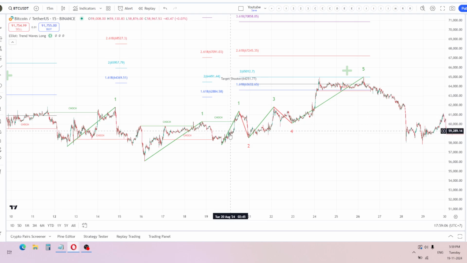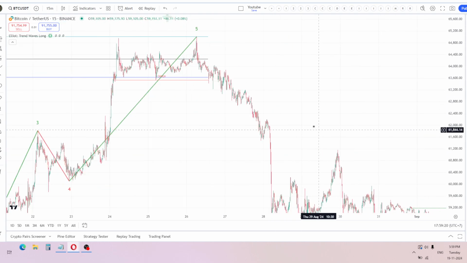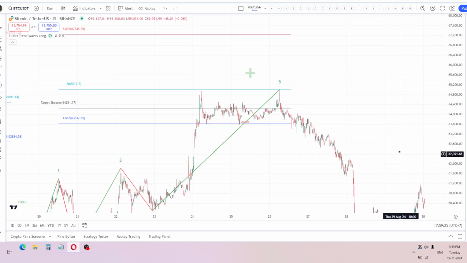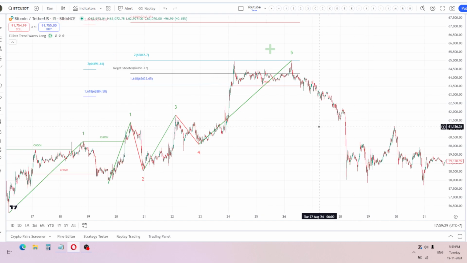Change of character again in the long direction, first wave, second wave, third wave, make entry, stop loss here, trail stop loss, first target shooter, and almost, I think it's reached, the second. Did not reach the second target for Fibo, but this trade is closed in a profit, while change of character is over here. An entry was made here.